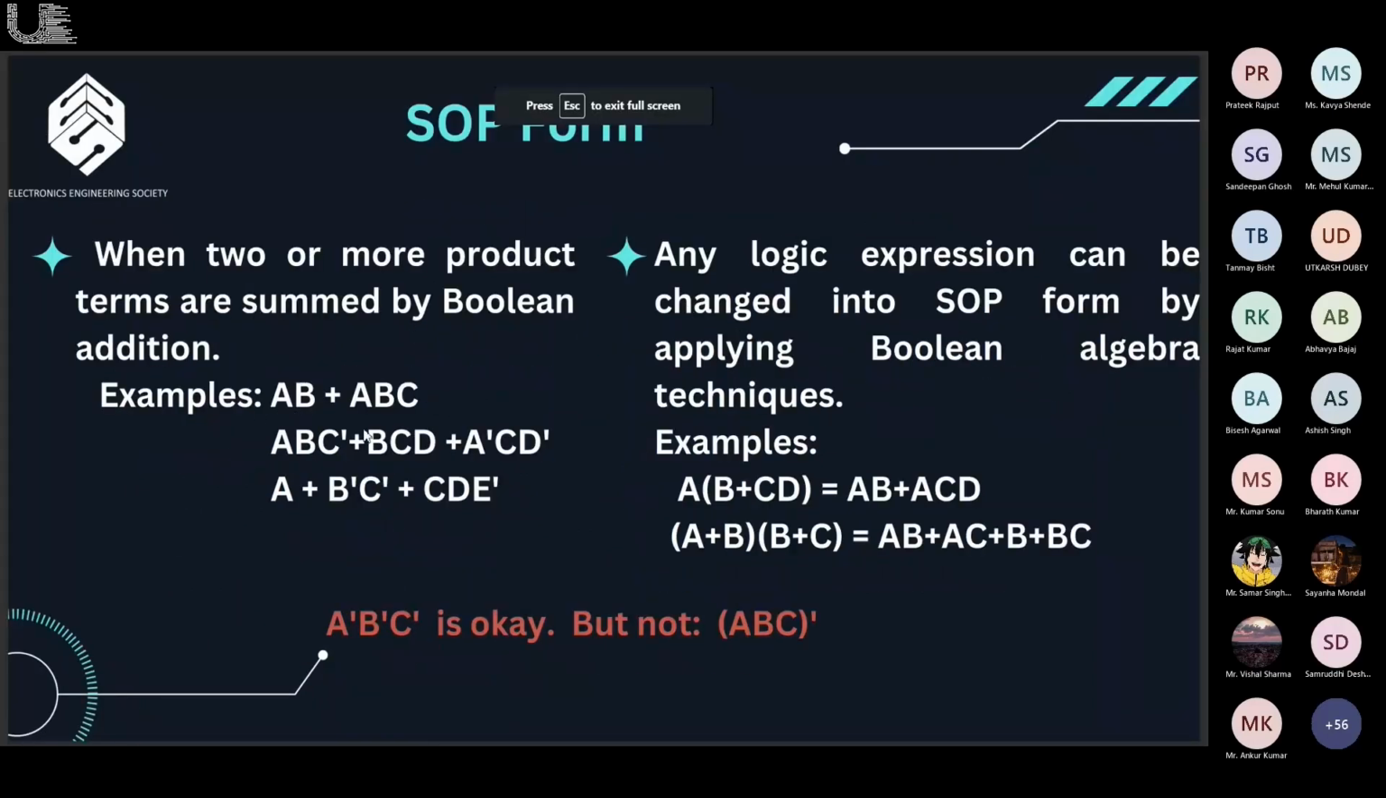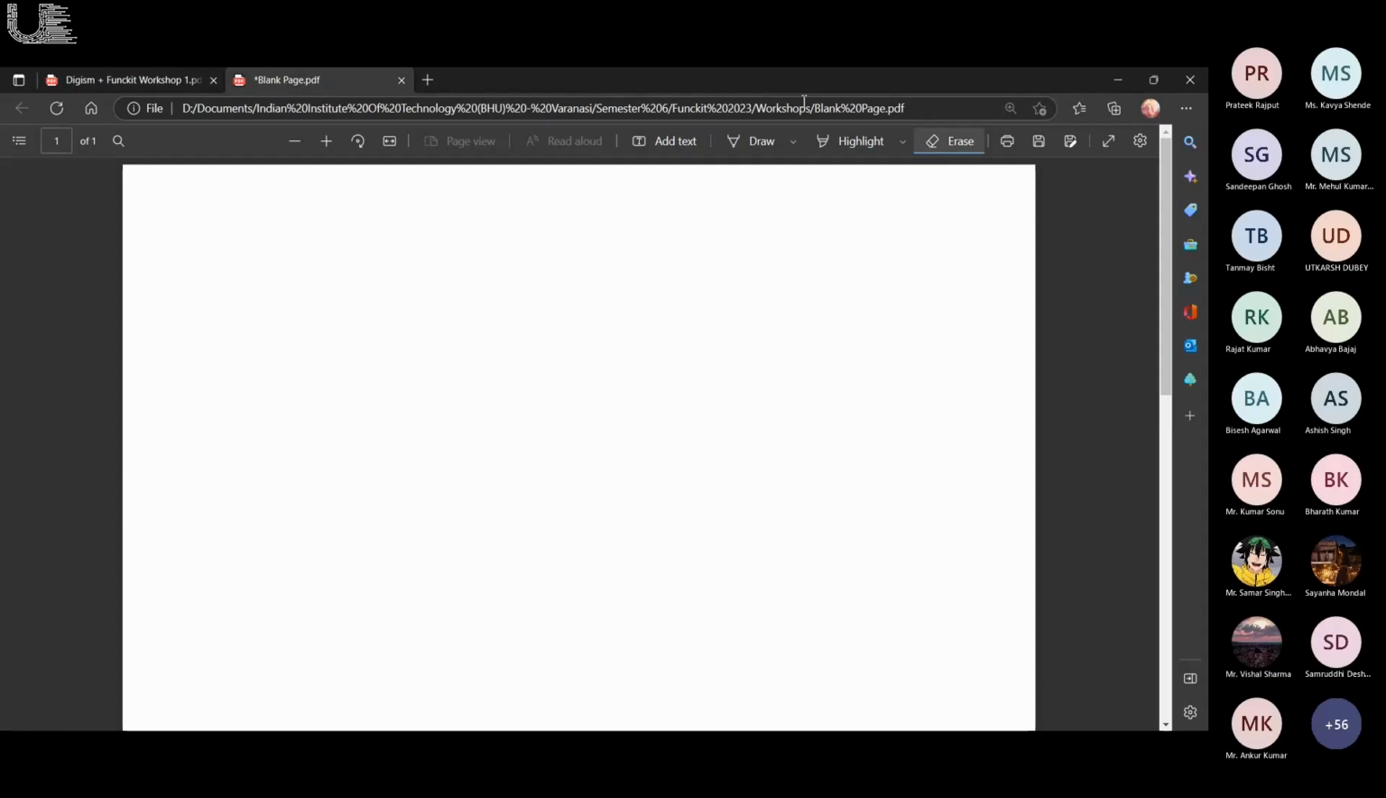Like if we have a given expression AB plus ABC, this is not a SOP form because here the first term does not contain C in either complement or uncomplemented form. Similarly, this is a given expression, but it is not in SOP form, but we can convert it into SOP form. For example, the given expression is AB plus ABC. So this term does not contain C in either complement or uncomplemented form.